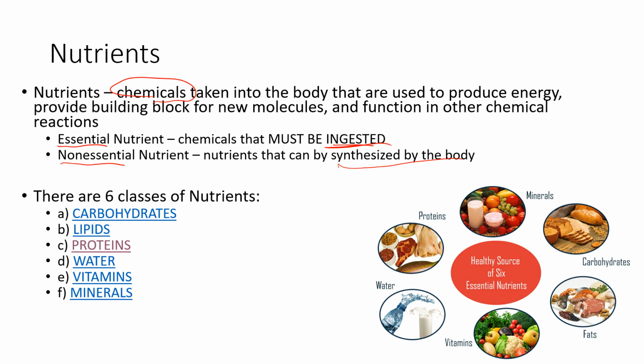Now, there are 6 classes of nutrients. Hopefully, you all remember these from A&P 1 because we discussed this in A&P 1, so this should be somewhat of a review. We've got our 6 classes: carbohydrates, lipids, proteins, water, minerals, and vitamins.